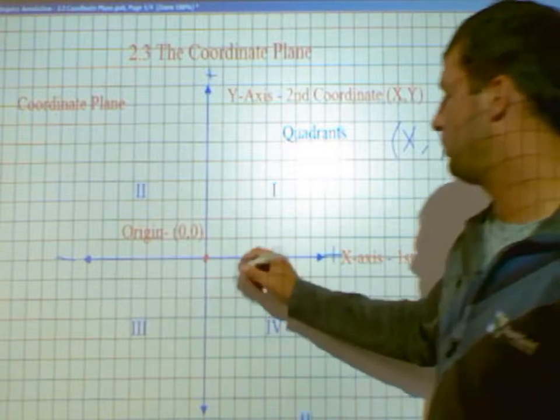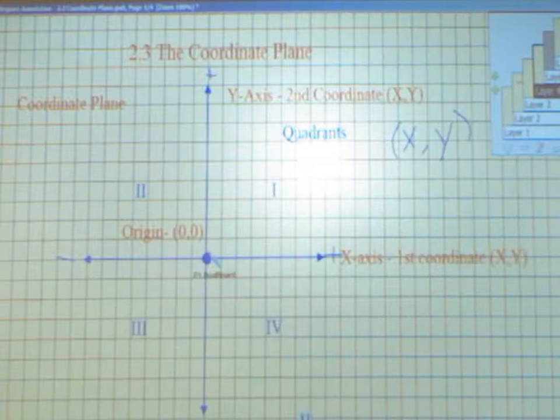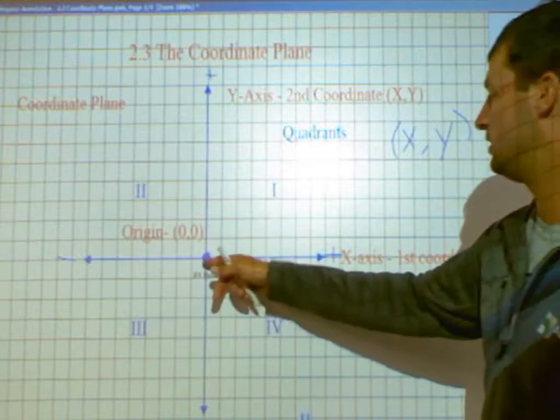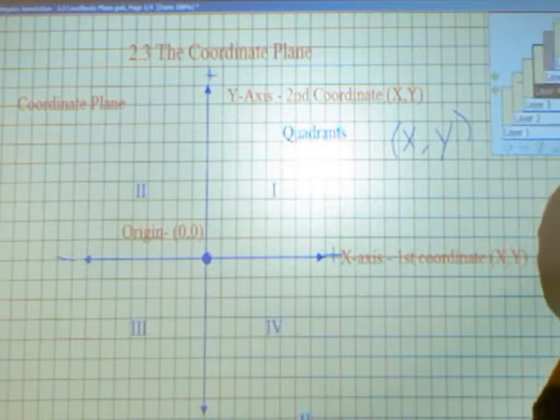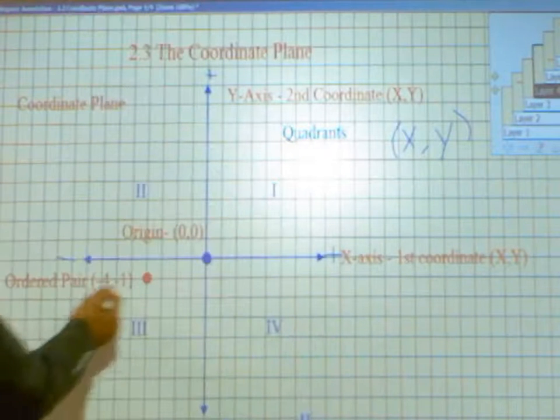Again, the center point here is the origin. At that point it is 0, 0. It's 0 for x, it's 0 for y. It's like the center of those points. If we're going to have an ordered pair, we'd have an example.